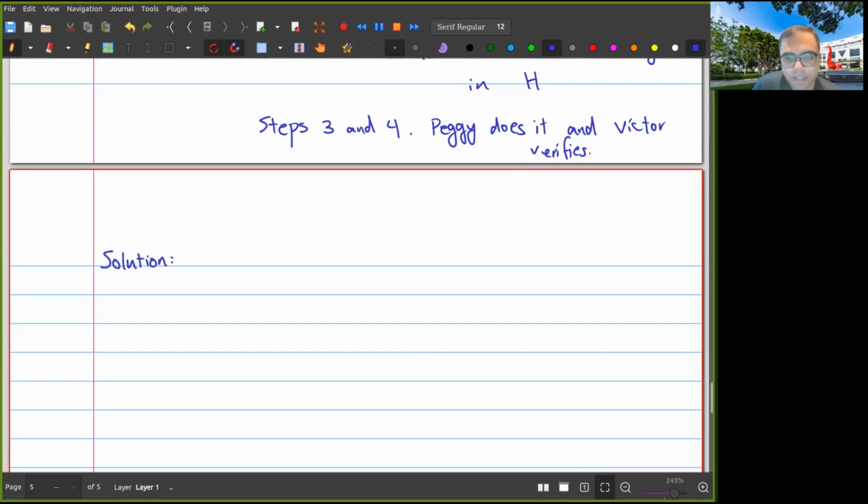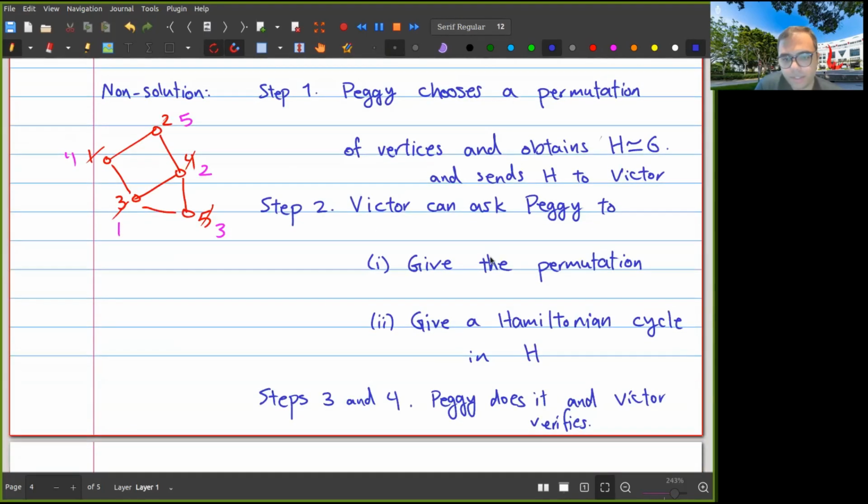And by the way, we don't have any proof that the graph isomorphism problem is a hard problem. So it might be that if Peggy gives a Hamiltonian cycle in H to Victor, then Victor has a way of figuring out the isomorphism between H and G, and that would give him a Hamiltonian cycle in G. So we have that problem as well.